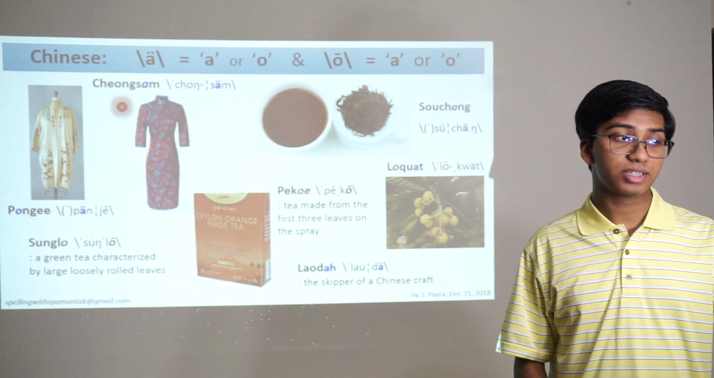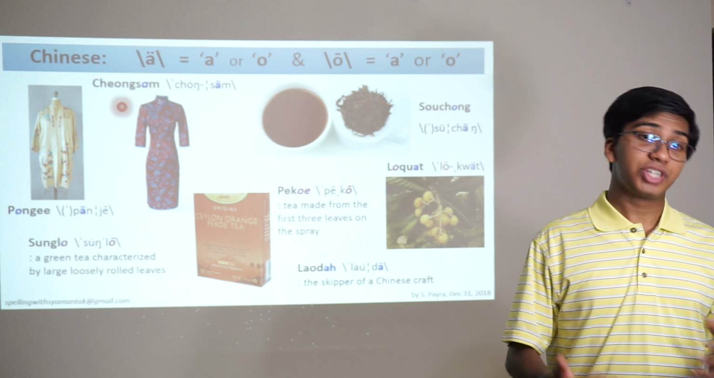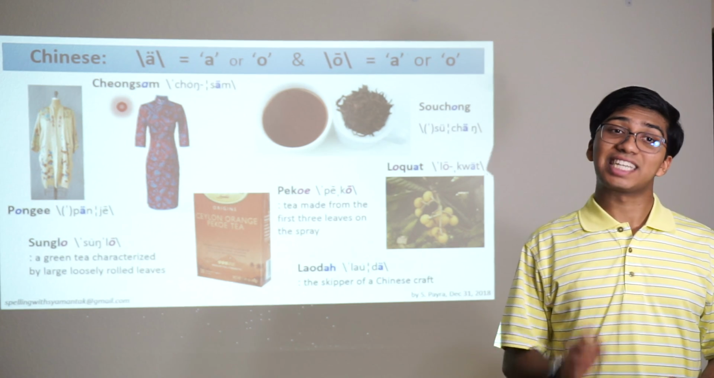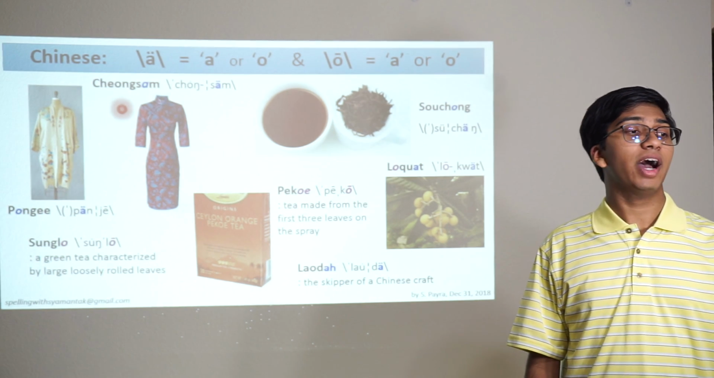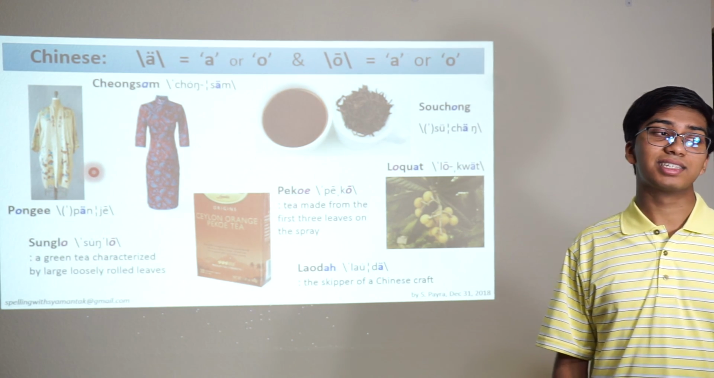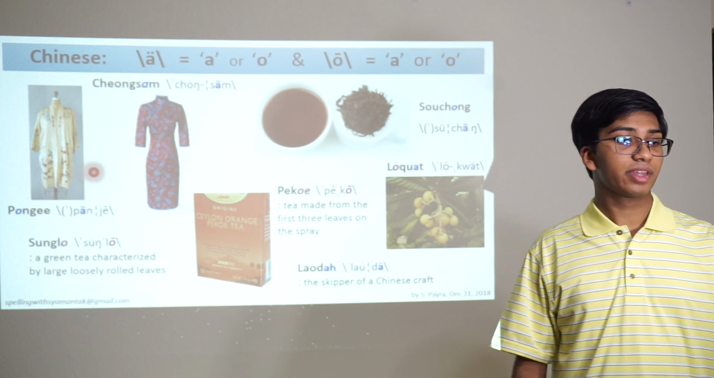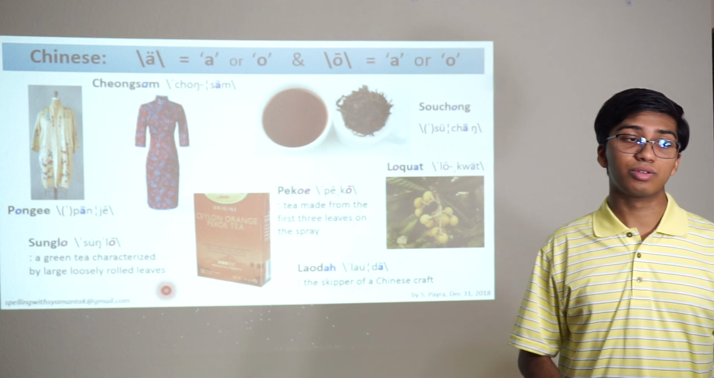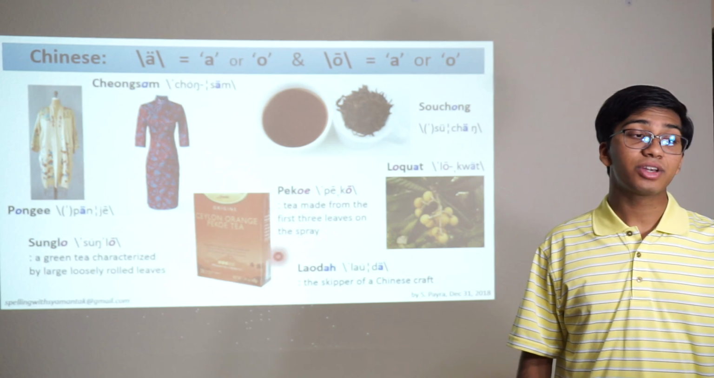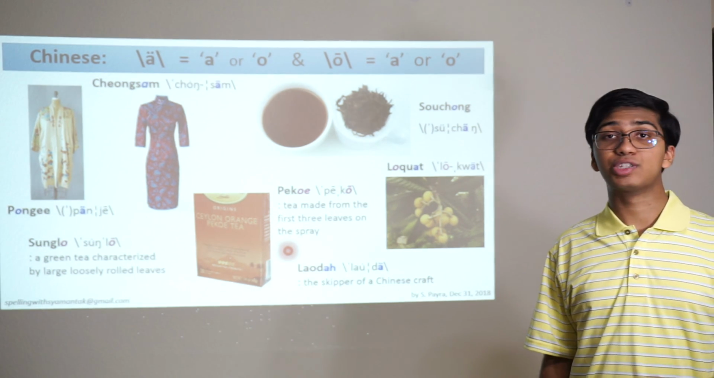You have chong sound. The chong at the beginning is interesting because of the E-O-N-G. San is simple, S-A-M. You have Panji. This is an ecru silk. You have sumlum, a green tea characterized by large, loosely rolled leaves. Pico, tea made from the first three leaves.